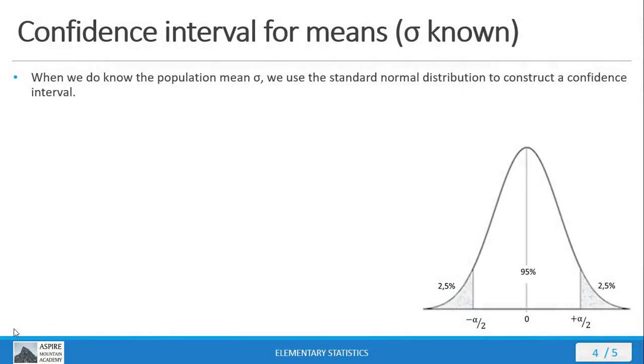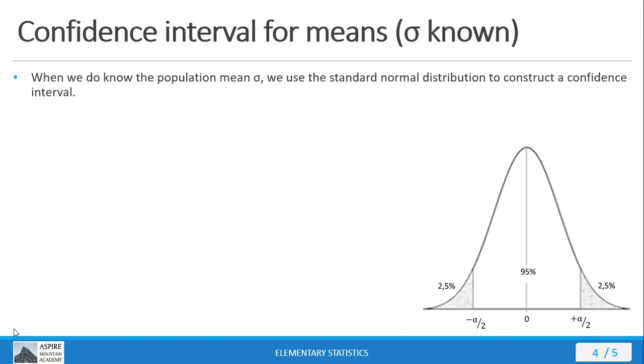Now, in the other event where we actually do know what the population standard deviation is, then we're going to use the standard normal distribution to construct a confidence interval. This one always had me kind of scratching my head, because why are we making an estimate on the population mean if we know what the population standard deviation is? Typically, if you know what the population standard deviation is, you also know what the mean is.